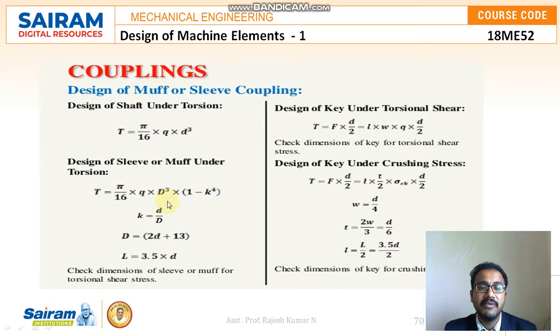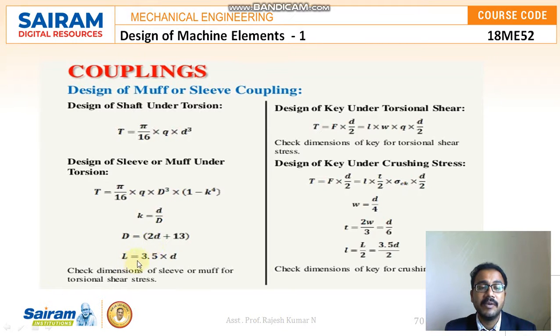Then afterwards we will find the capital D value and L value from the second step, that is, design of the sleeve or muff under torsion. The formula is T equals pi by 16 into Q into capital D cube into 1 minus K power 4, where K is small d by capital D. This formula is also available in the data handbook, that is the K formula, D formula, and L formula. Here capital D is equal to 2d plus 13, because we already know the small d value. From this we will find the capital D value.